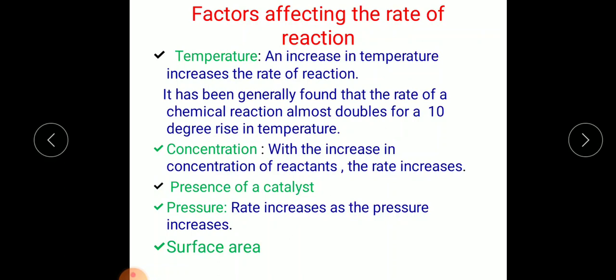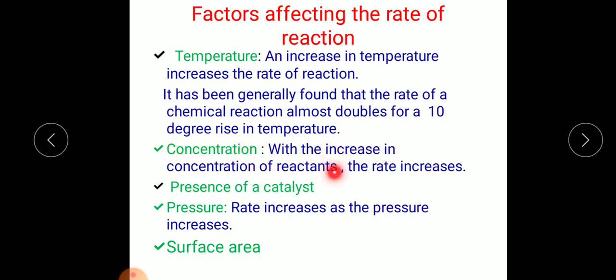Next, what are the factors affecting the rate of reaction? The first one is temperature. This is the main factor which affects the rate of reaction. An increase in temperature increases the rate of reaction. That means the reaction completion will become faster. It has been generally found that the rate of a chemical reaction almost doubles for a 10-degree rise in temperature. So experimentally, if we increase the temperature by 10 degrees, the rate of reaction becomes double. The second factor is concentration.